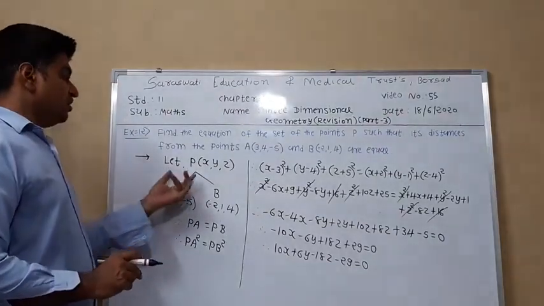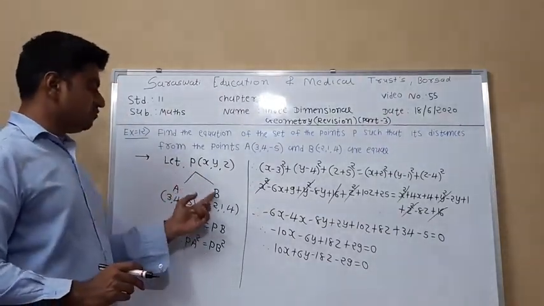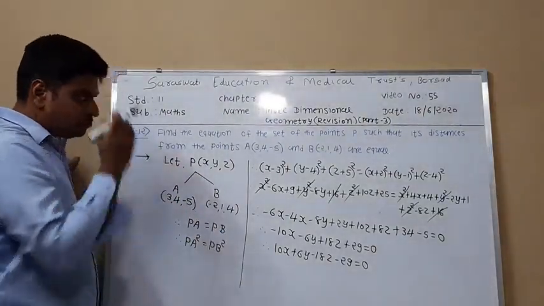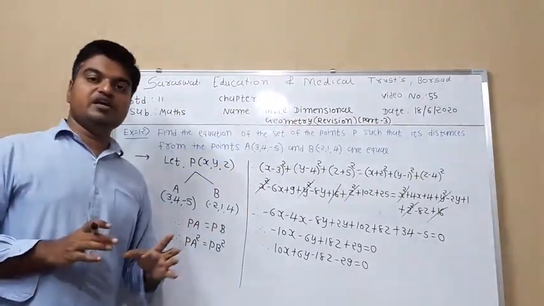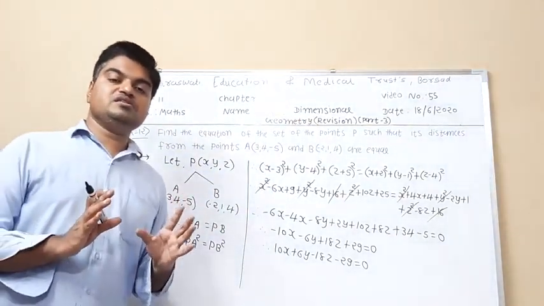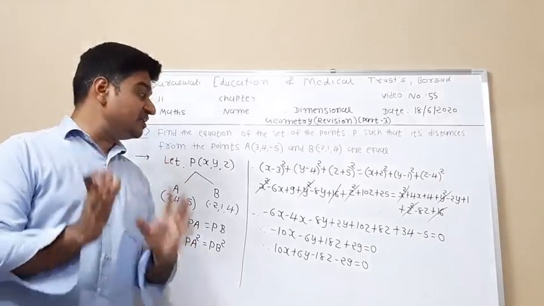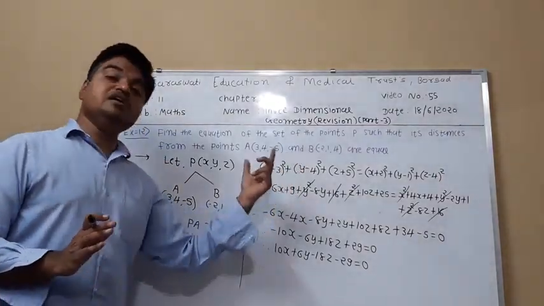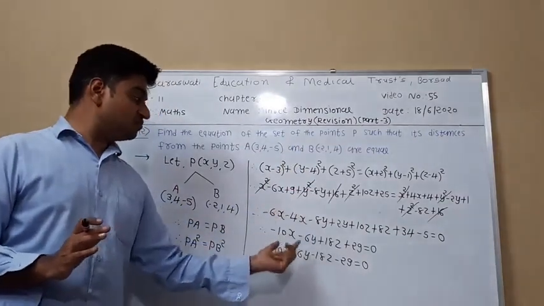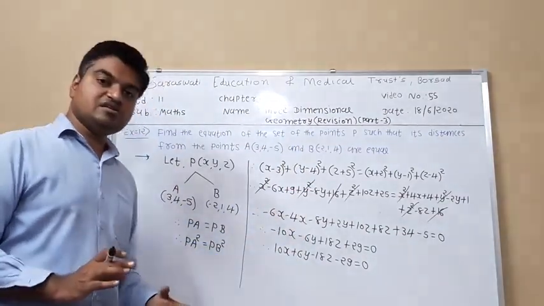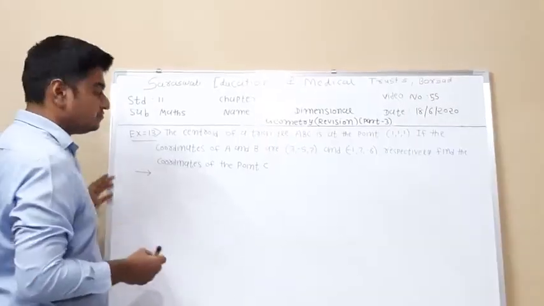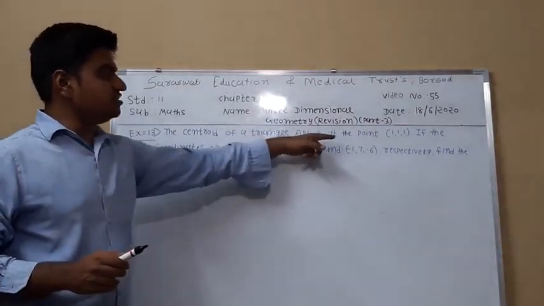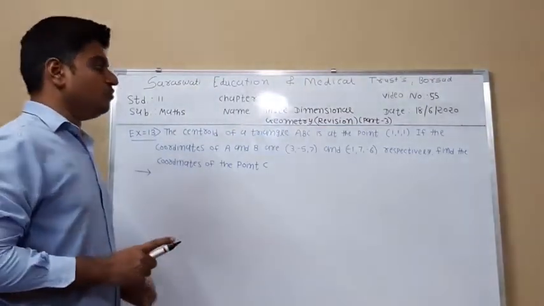Clear? So here the distance of P to A and P to B are both equal. That means we can consider PA is equal to PB. Now P coordinate is not given, so we can consider P coordinate x, y and z. Now squaring on both sides. After using the distance formula, simplify these terms, and we get the final answer. Clear? Next question.